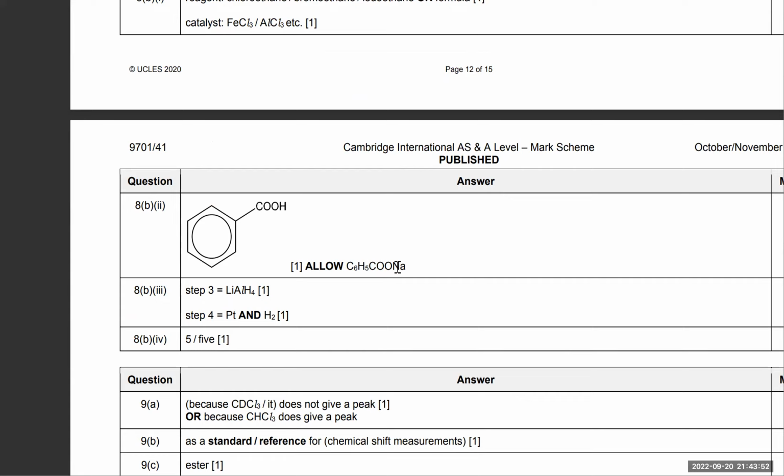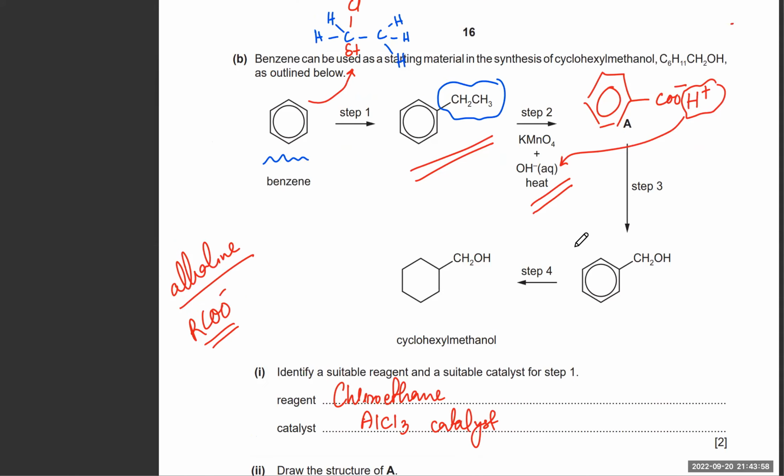Yes, sir. I don't know why they put Na over there, because they never told us that. I mean, the question never told us that this is NaOH, right? It could have been KOH. So anyways, they're accepting both of them. So they didn't really deduct marks for this.